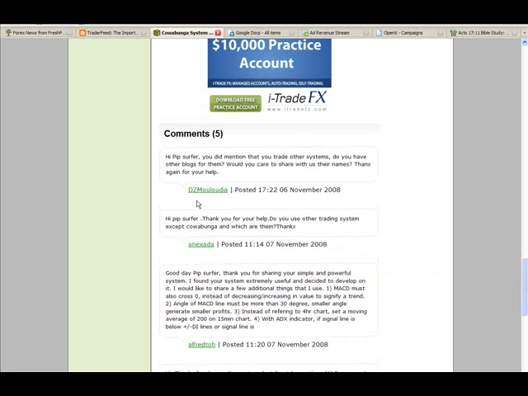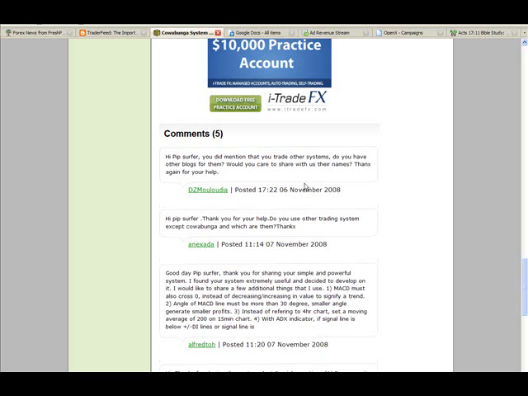First one is from DZ, and basically you're asking about the other systems that I trade and their names. The systems I developed that I trade, I developed myself. They're actually just kind of modified versions of the Cowabunga system, but they're traded on longer term time frames. I trade on a 4-hour chart. I use a few more indicators. I don't blog about it.